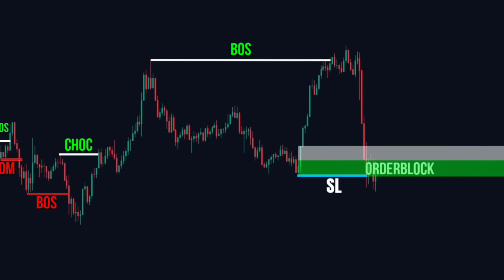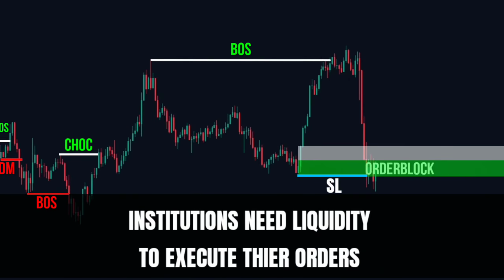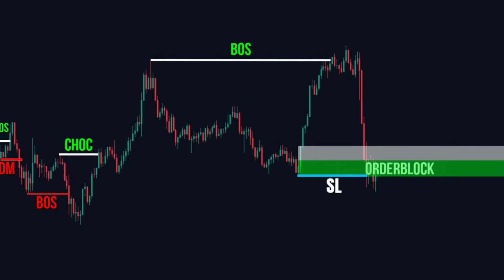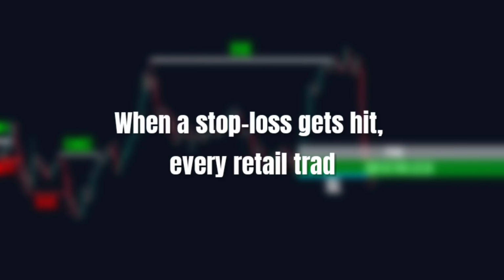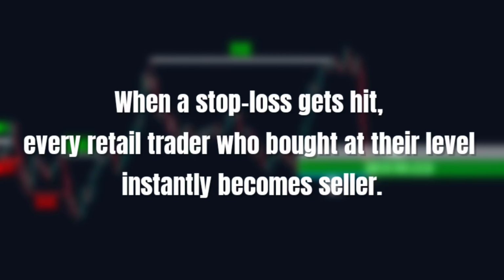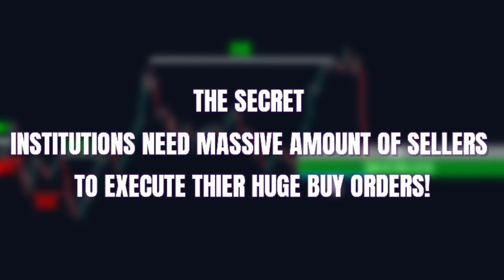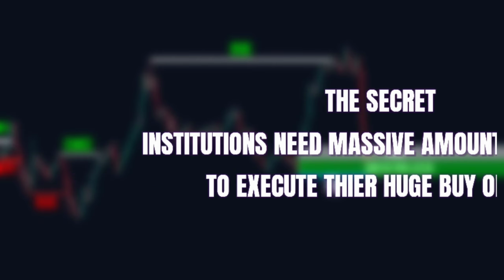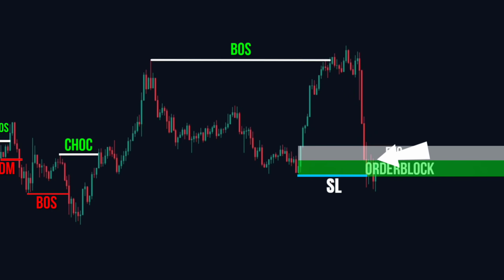But this is where smart money steps in. Institutions don't play by retail rules. They need liquidity to execute their massive orders. And where do they find it? Right below those retail stop losses. When a stop loss gets hit, every retail trader who bought at that level instantly becomes a seller. And here's the secret. Institutions need a massive number of sellers to execute their huge buy orders. That's why they will always try to hunt your stop loss before triggering the actual reversal.